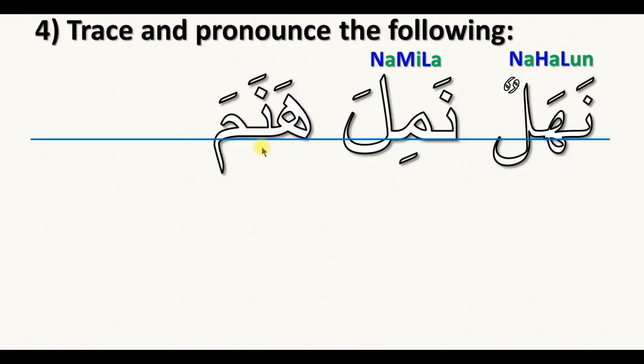Here N is in the middle of the word. H, N, M, dot, vowels. H-A ha, N-A na, M-A ma, hanama.